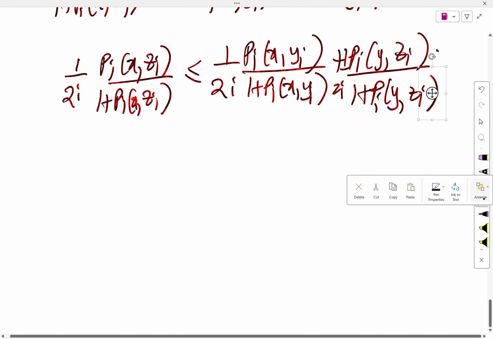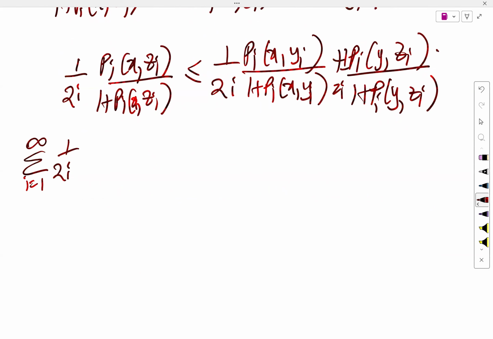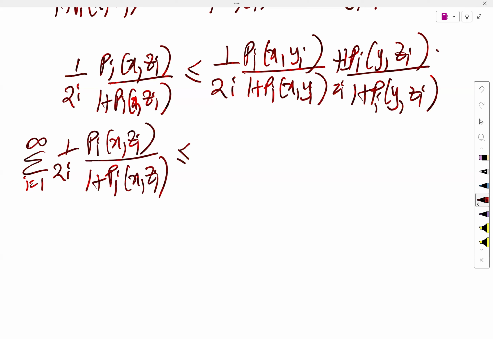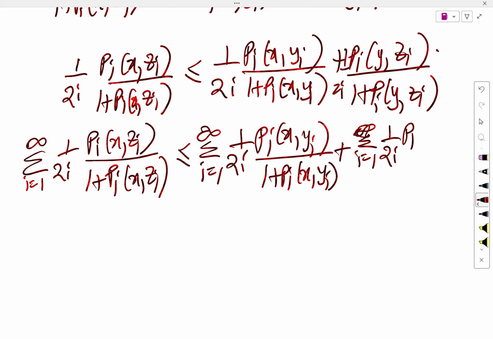So finally you have the summation from i equals 1 to infinity of 1 over 2^i times p(x,z_i) over 1 plus p(x,z_i), less than or equal to the summation from i equals 1 to infinity of 1 over 2^i times p(x,y_i) over 1 plus p(x,y_i), plus the summation from i equals 1 to infinity of 1 over 2^i times p(y,z_i) over 1 plus p(y,z_i).